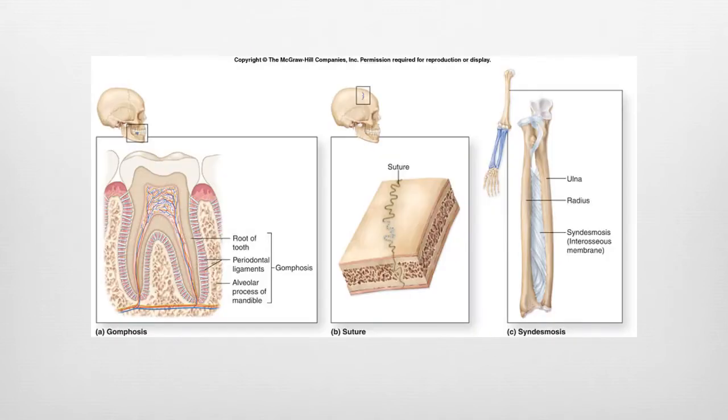And so here we have our joints that we just talked about. Gomphoses in between the teeth themselves, sutures in between the bones of the skull, and then syndesmoses generally in between things like our arm bones and our leg bones. So in between the radius and the ulna, and then the tibia and the fibula in the lower leg.